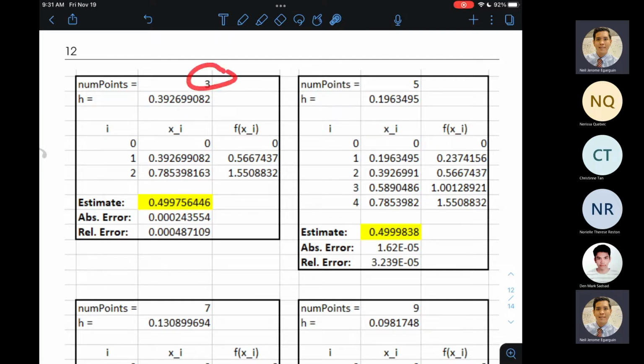Kasi pag gumamit ako ng 3 points, basically this is your simple Simpson's rule. Yung relative error is less than 1% na kagad. Actually, it's 0.00048. So napakaliit niya na talaga. It's almost just below a 20th of a percent. Okay? And then you see that the size of the absolute error here is 10 to the minus 4. Tama nga ba? 1, 2, 3, 4. Yeah, it's 2.4 times 10 to the negative 4. So the absolute error is of size 10 to the negative 4 using only 3 points.